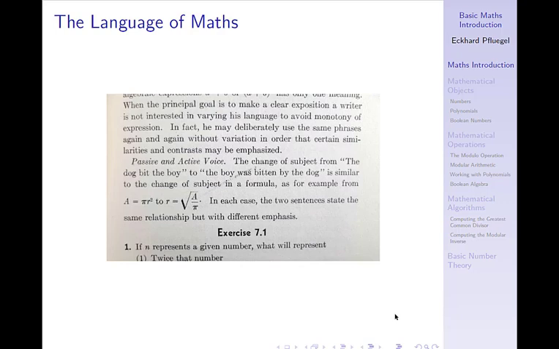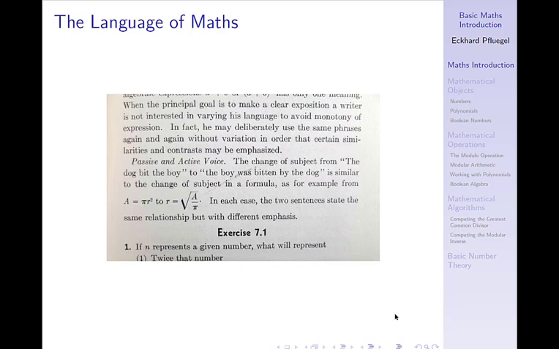Unfortunately, I can't quite remember anymore where I saw this, somewhere in a blog. And what they're explaining here is, in the same way as in written English, you can use passive and active voice, such as the dog bit the boy, which is active. So the dog is doing something to the boy. Or the boy was bitten by the dog, which is passive. In the same way, you can express a mathematical relationship in a formula in different ways.